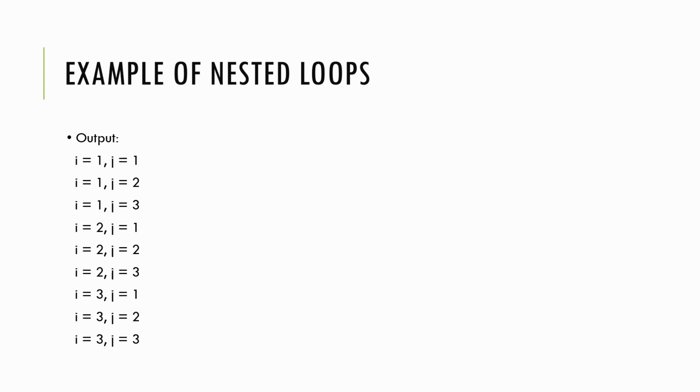In this example, we have two loops, one for i and one for j. The outer loop iterates over values 1 through 3, and for each value of i, the inner loop iterates over values 1 to 3 as well. The output shows every combination of i and j.